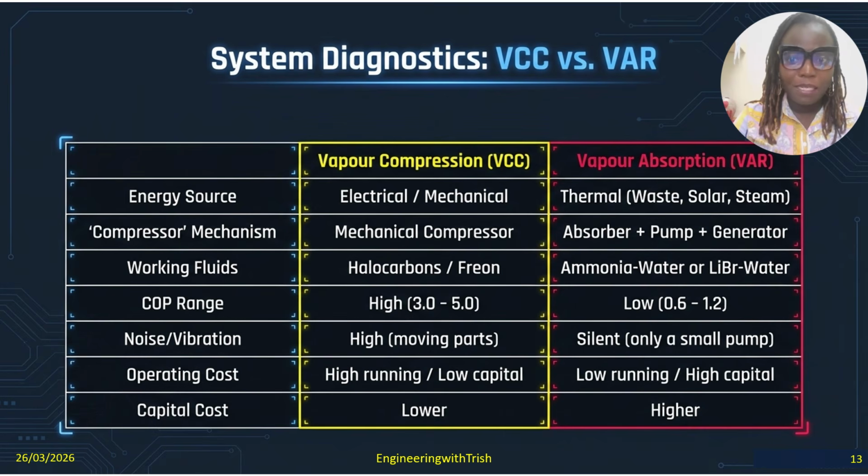Then the COP, like we can see, usually the VCC has higher COPs compared to the VARs. Another thing is that the VARs are silent in operation because there's no compressor. Do you get it? Then the operating cost too can vary. Then the capital cost, of course, if you want it cheap, you have to invest. So for vapor compression systems, the cost is lower, but for the vapor absorption system, which should be tapping either waste heat, solar, or steam, the capital cost is very high, but the running cost is lower.